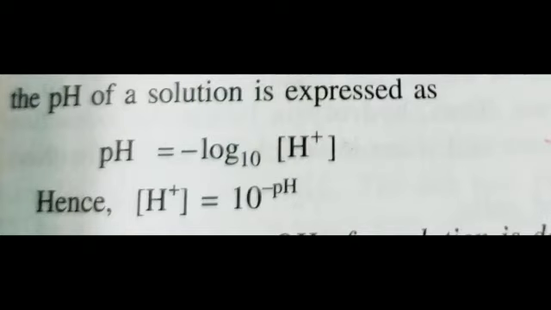pH is defined as the negative logarithm to the base 10 of the molar concentration of H+ ion in solution. We write mathematically pH is equal to minus log to the base 10 concentration of H+ ion. Hence the concentration of H+ ion is equal to 10 raised to minus pH. We write the pH in this form.